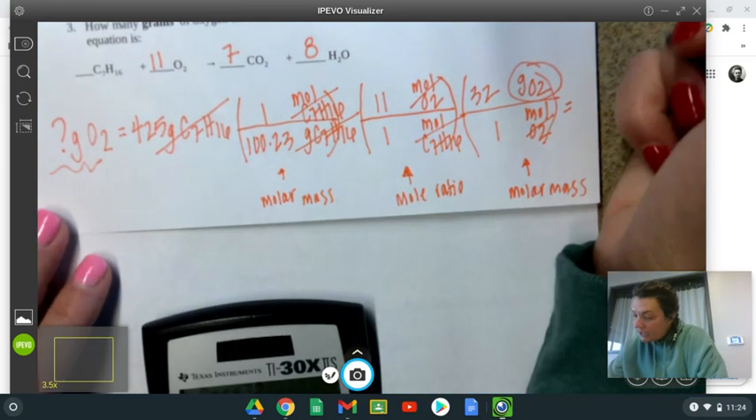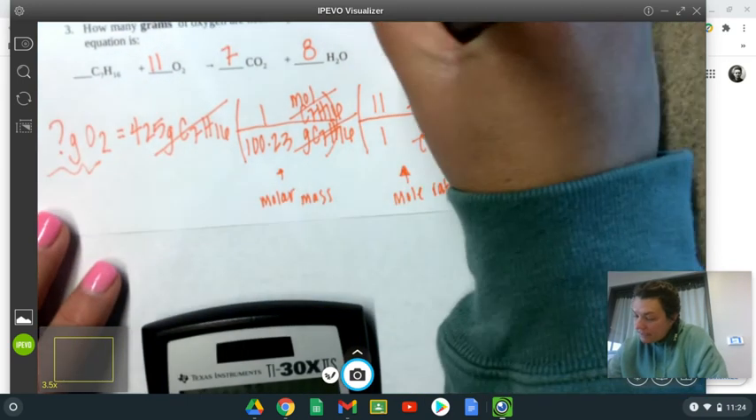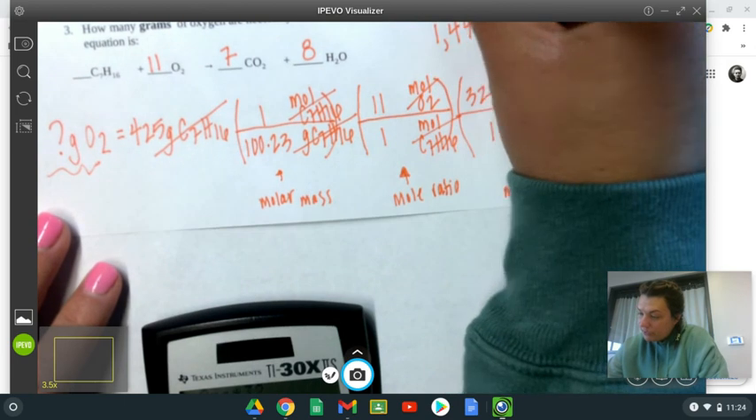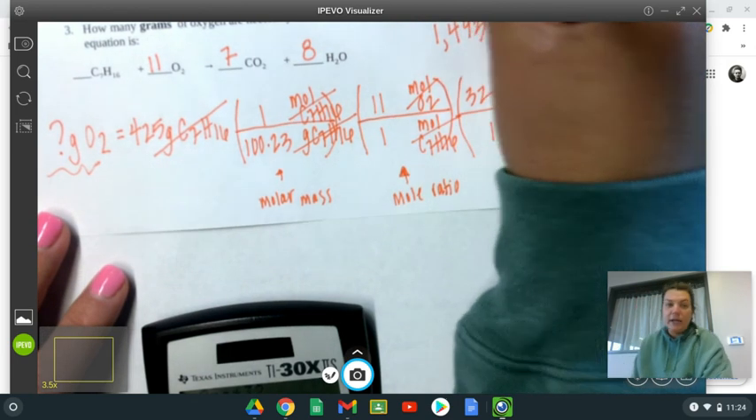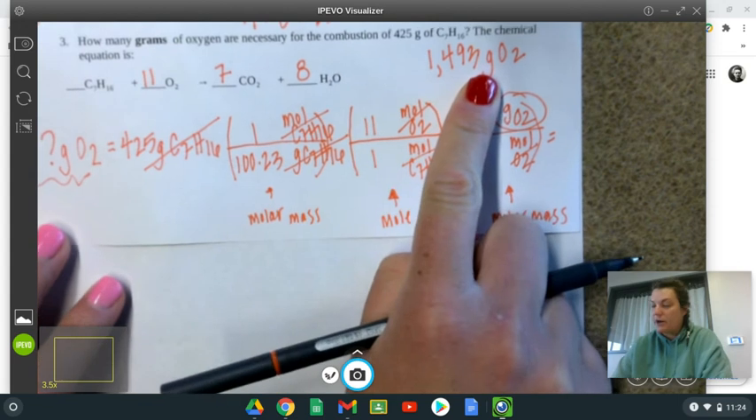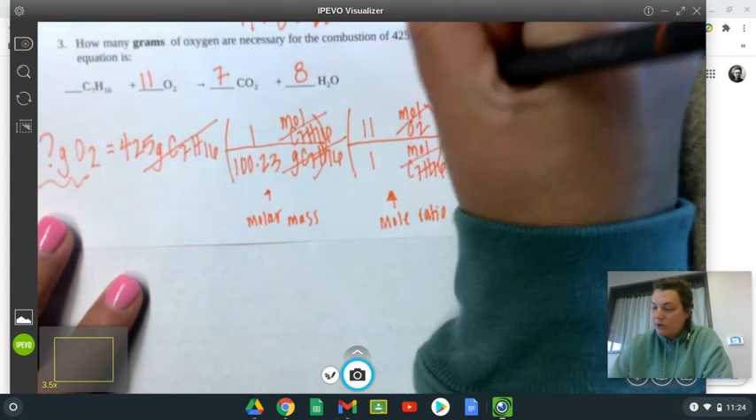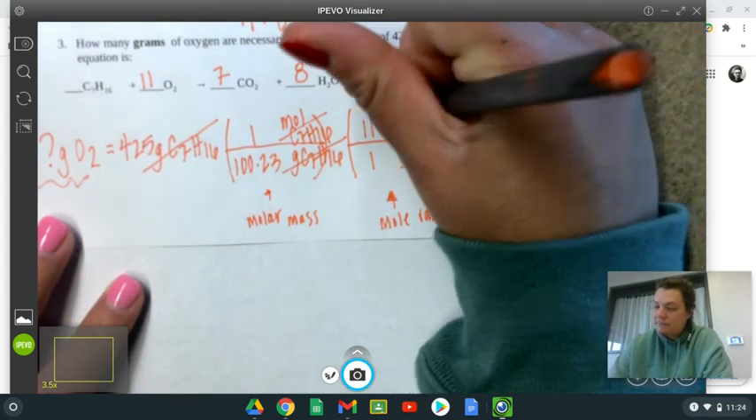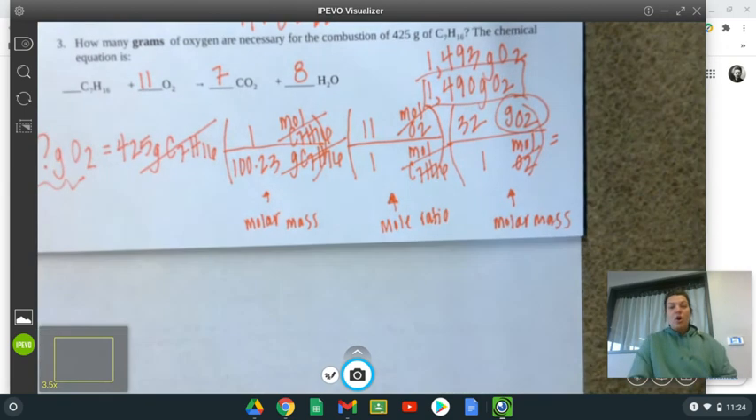I'm going to need 1,493 grams of O2, but I started with 3 significant figures, so I'm going to change this 3 to a 0. So 1,490 grams of O2 is needed. Okay, hope that helps. Thanks.